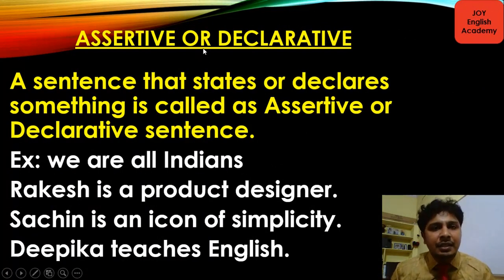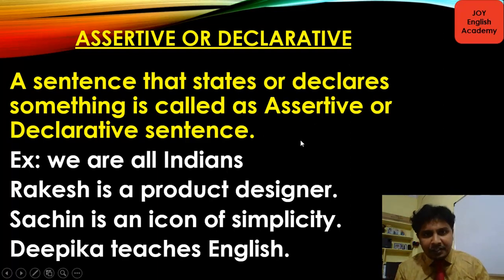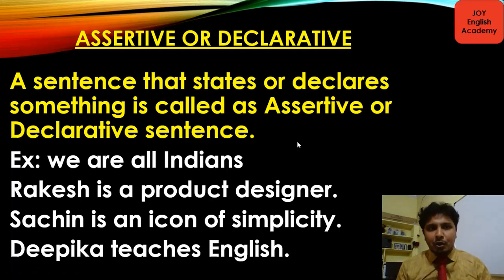Now what is assertive or declarative sentence? Let me tell you one thing. Assertive sentence is also called as declarative sentence. A sentence that makes a statement or which declares something is called as assertive sentence. You are declaring something or you are making a statement. Okay, so when you make a statement or when you declare something, that it may be a fact or it is a statement, then that is called as assertive sentence. Now let's see some examples.